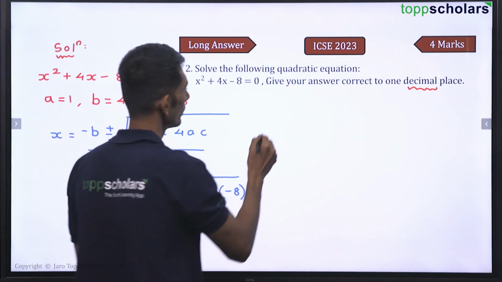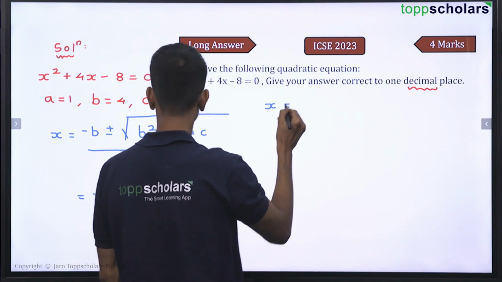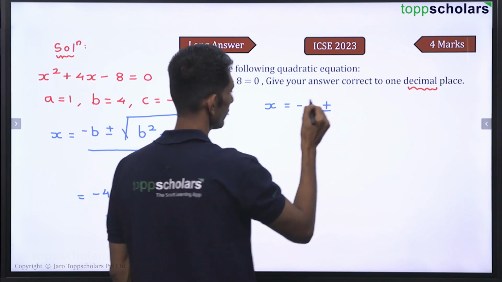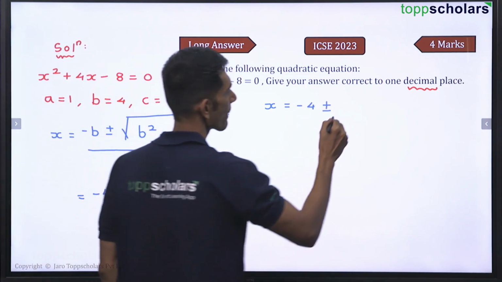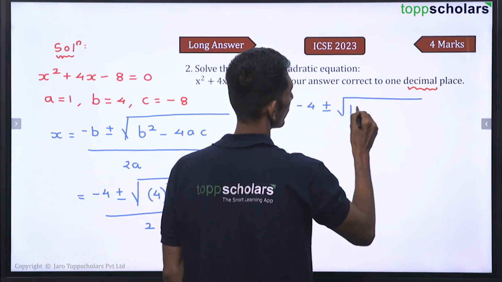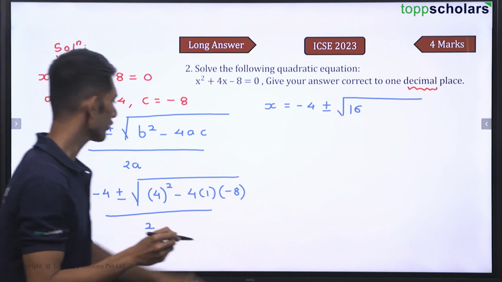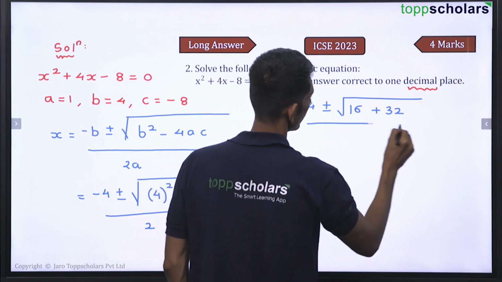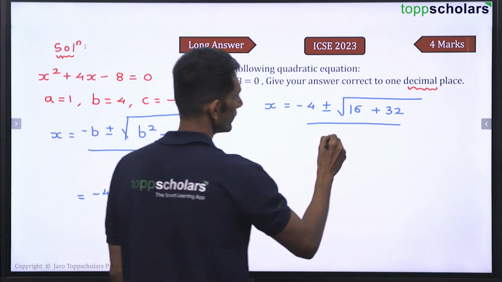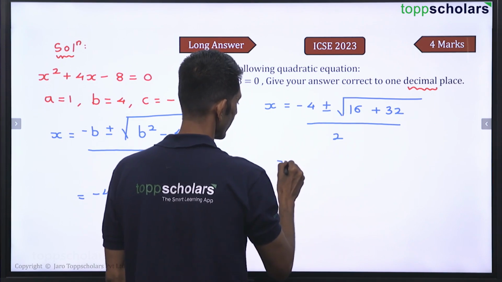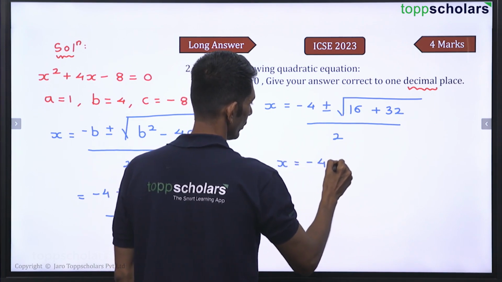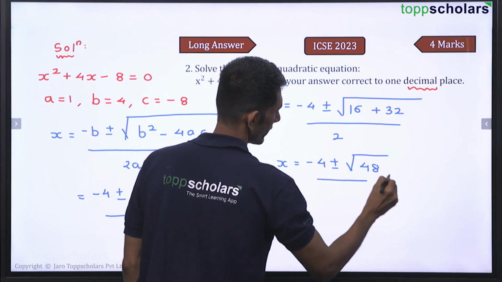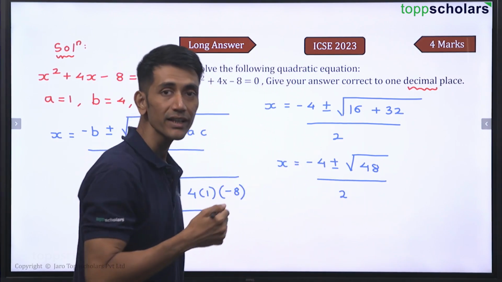So this is equal to, we can say x is equal to minus 4 plus or minus under root 4 square is 16, minus minus becomes plus, this is 32 divided by 2, right? So this is x is equal to minus 4 plus or minus under root 48 divided by 2. Now how much is under root 48?